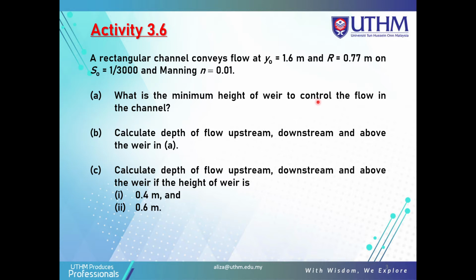Okay, so this is based on the previous slide, based on part A. Calculate the depth of flow upstream, downstream and above the weir in A here. And calculate the depth of flow upstream, downstream and above the weir if the height of weir is 0.4 meter and 0.6 meter. So this is the example using the rectangular channel.